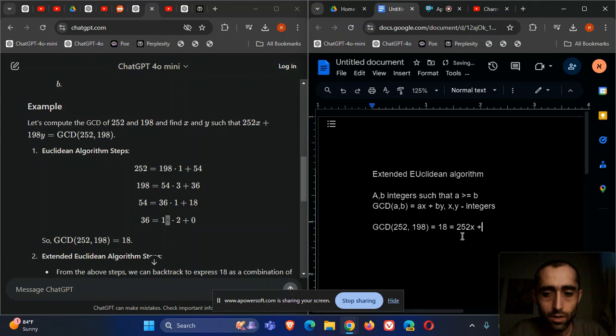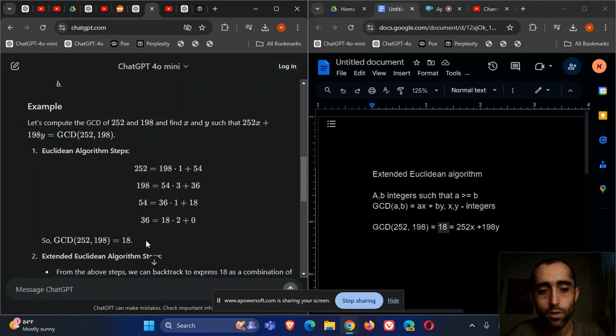252 times unknown x plus 198 times y. And we will find, using the extended Euclidean algorithm, which x and y we need in order to get the greatest common divisor. So we start by doing the Euclidean algorithm.